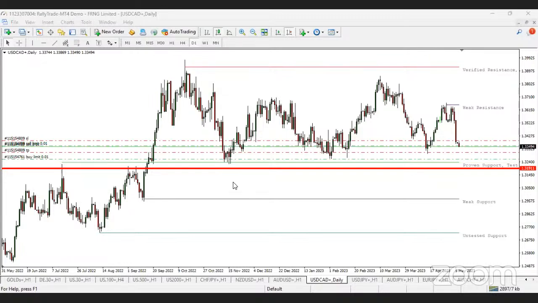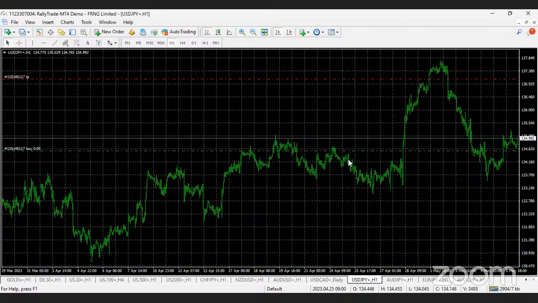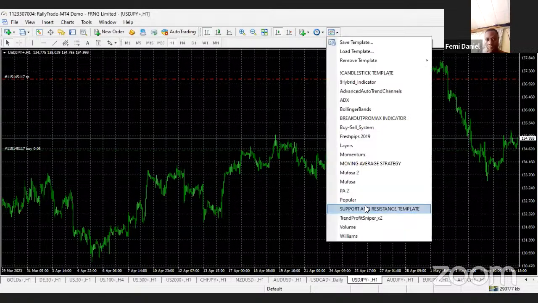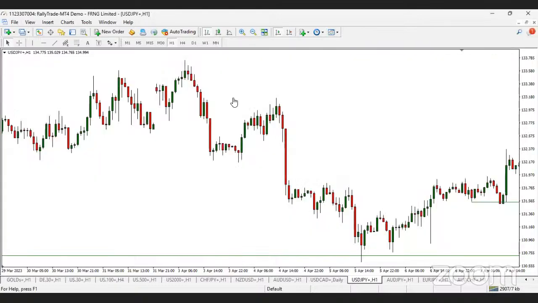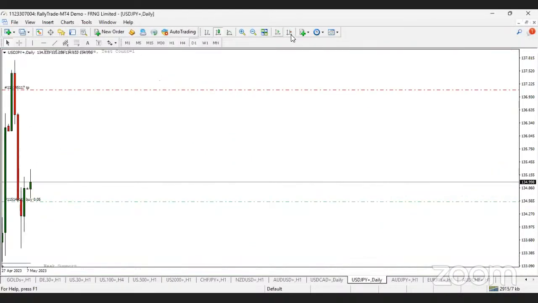Okay. So let's go on then. The next pair we'll be looking at is USD JPY. Let's start off with our top-down analysis again, from the daily time frame.